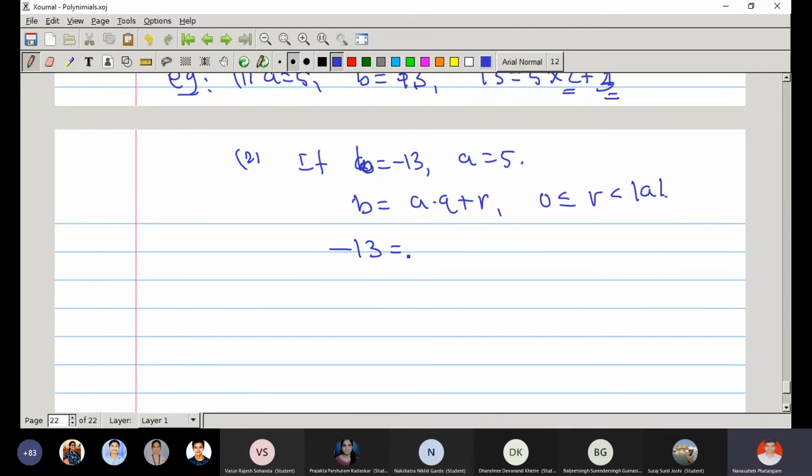What is the quotient and what is the remainder? Can I take quotient 4? Can I take quotient 3? Can I take quotient 2? Q is equal to 2. Is it possible? No. Q is equal to minus 2. Is it possible?